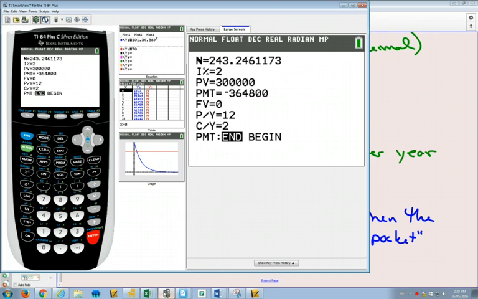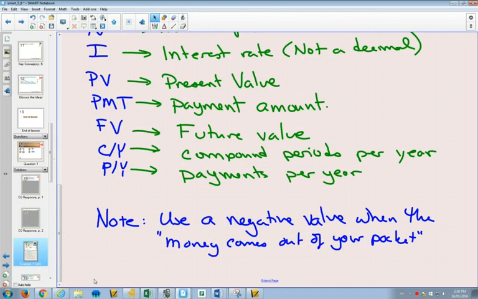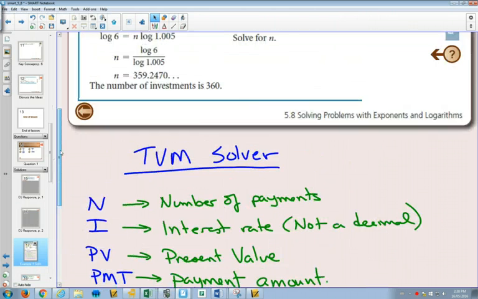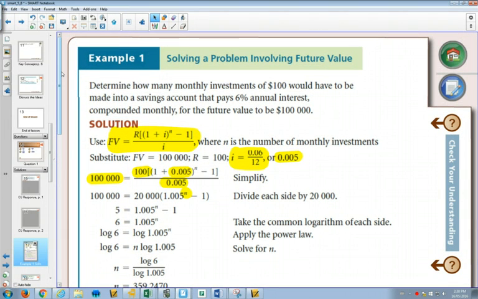So in our question here, we were told that, going back to the top here, our interest rate is 6%. We're making monthly payments of $100. We want the future value to be $100,000.